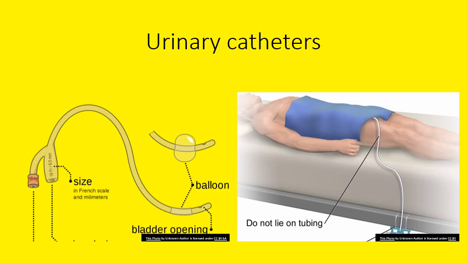Suprapubic is where there is a catheter that goes directly through the lower abdominal wall into the bladder. A condom cath would only be applicable to males, and just like it says, that catheter is attached to a condom end. Instead of going up inside, it's an external device, a condom that's rolled over the penis and then drains the urine into the bag.